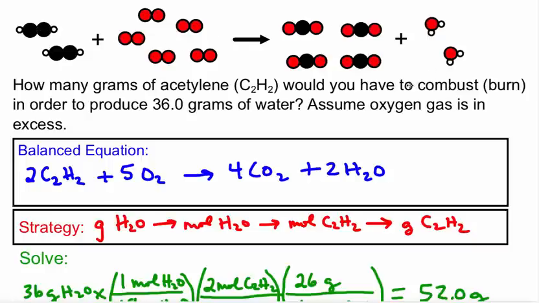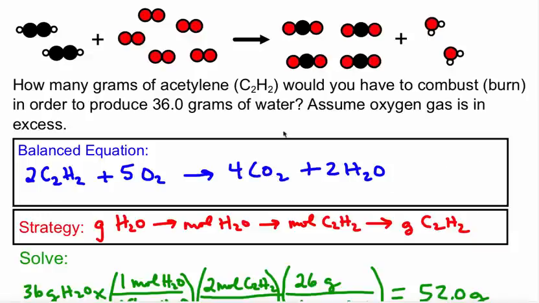Now remember that combustion always requires oxygen as a reactant, and if the fuel is a hydrocarbon, you're going to produce carbon dioxide and water as products. So the balanced equation is 2C2H2 plus 5O2 yields 4 carbon dioxide molecules and 2 water molecules.